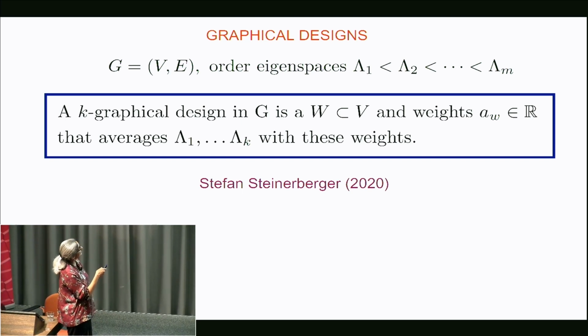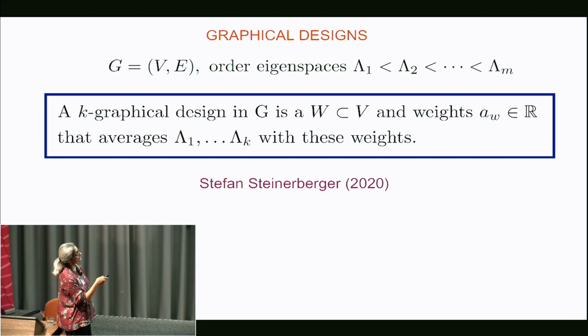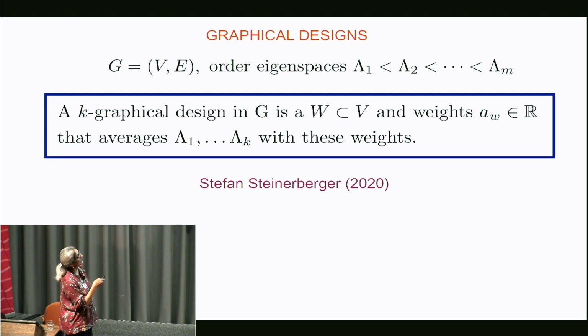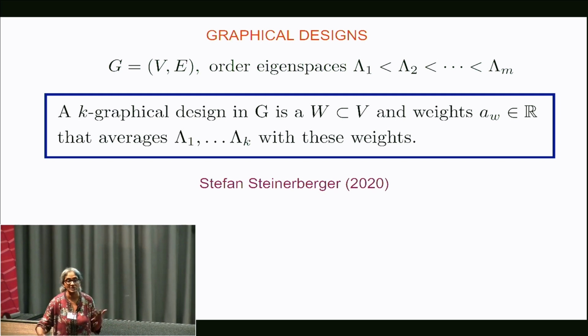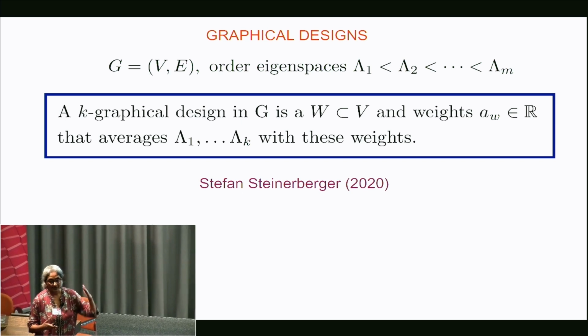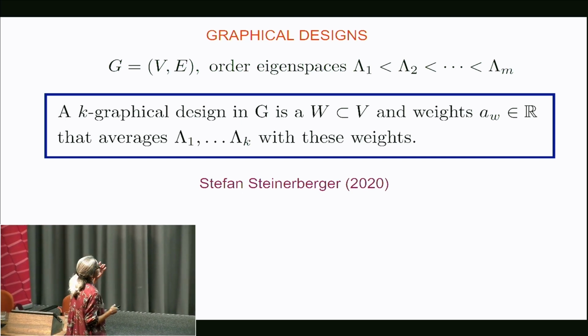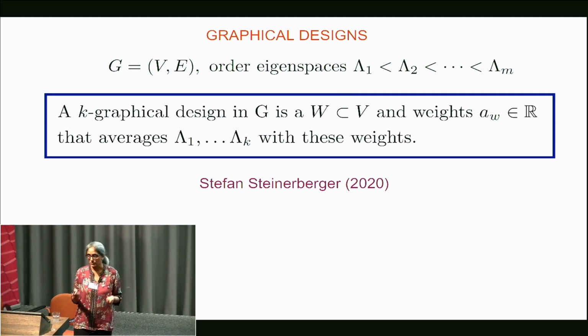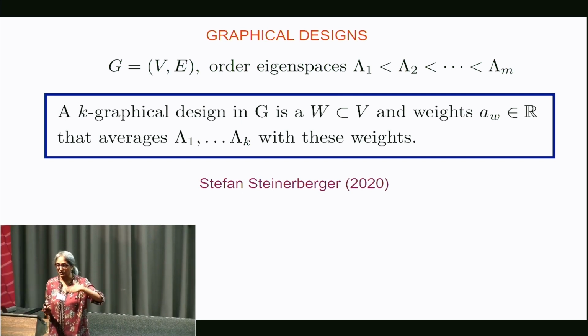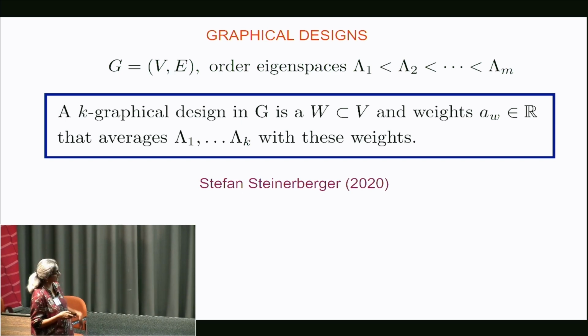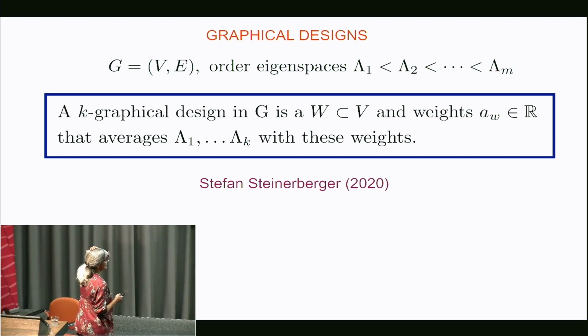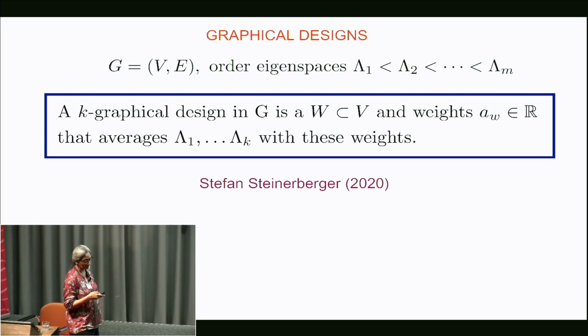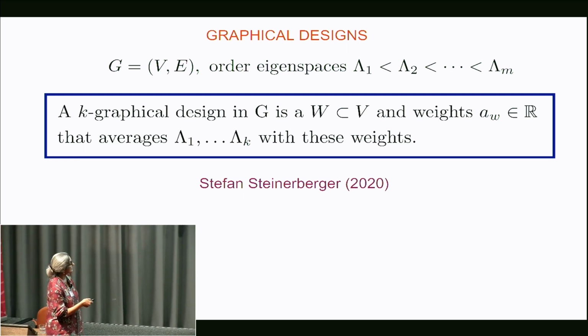And then a K graphical design is some subset of the vertices W with weights that averages the first K eigenspaces. Okay, so we want to capture entire eigenspaces at one time because we don't want to worry about which eigenbasis we're using in each eigenspace. And also, this makes sense when you have eigenvalues with multiplicity. This makes better sense than to go eigenvector by eigenvector. Okay, so this is the definition. And this is due to Stefan. It's actually from like 2018, but the paper appeared in 2020.